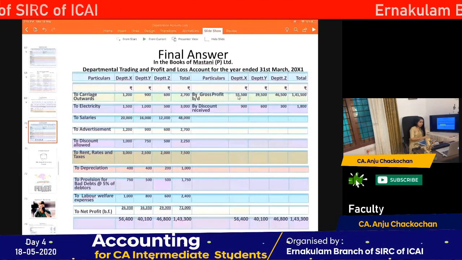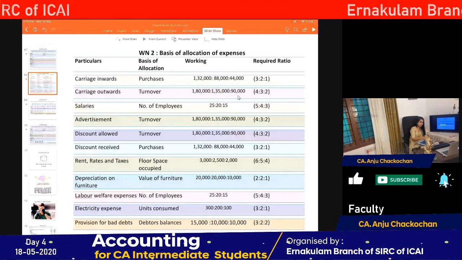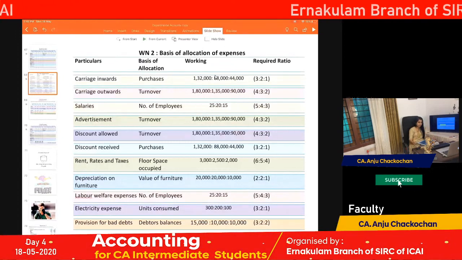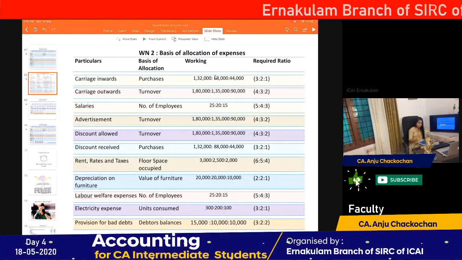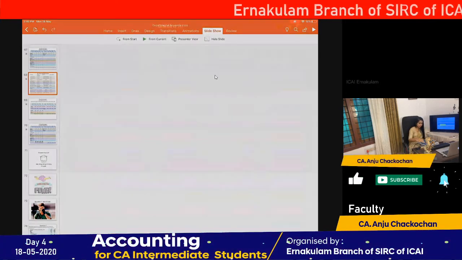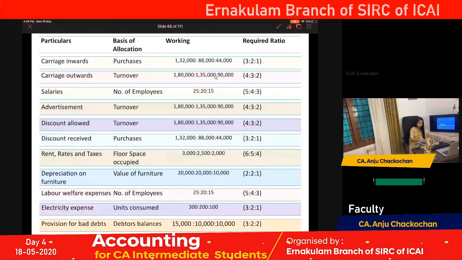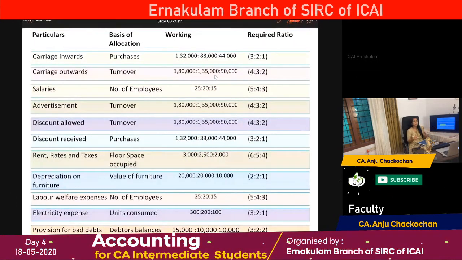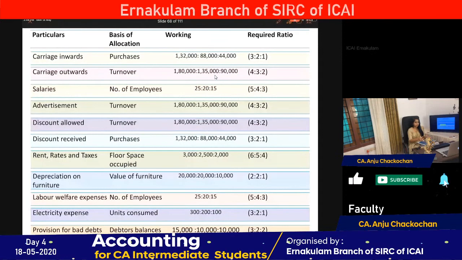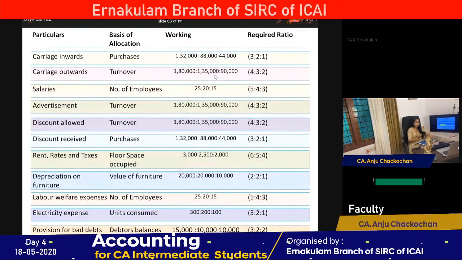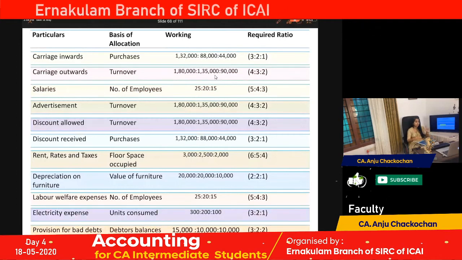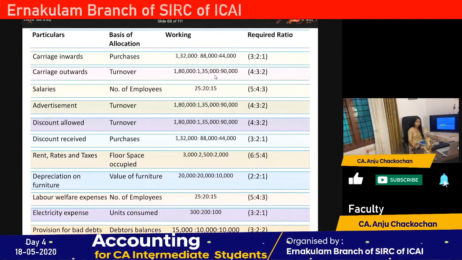See, listen. I'll do one thing. From the draft answer, I'm just allocating the basic expenses, which are the common expenses. Okay. So let's see to that. How do we allocate the common expenses? Listen, we have carriage inwards. Carriage inwards is related to purchases. See, this is the working note number 2. So only if we have this one, we'll be able to pull in the figures to the trading account.